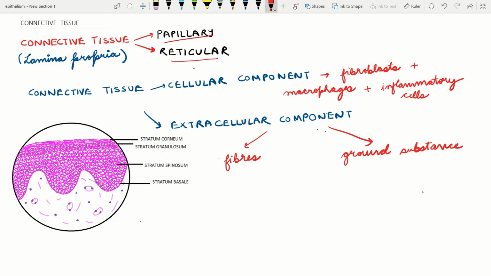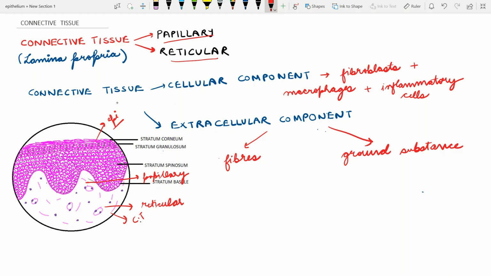If you see this diagram here, this is your epithelium and this is your connective tissue. So the papillary layer is a layer which is just adjacent to the epithelium. This papillary layer is adjacent to the epithelium and is present between the rete pegs formed by the epithelium. Here is your reticular layer. This reticular layer is contiguous with the periosteum of alveolar bone.